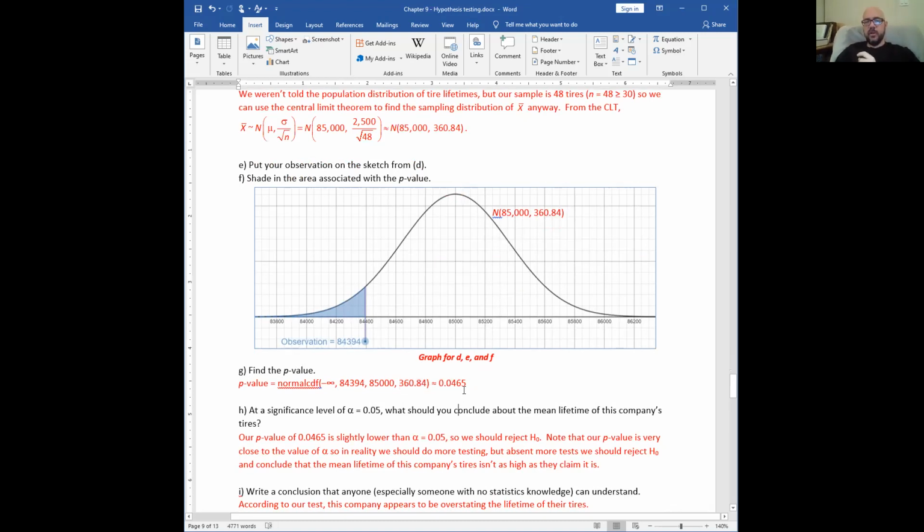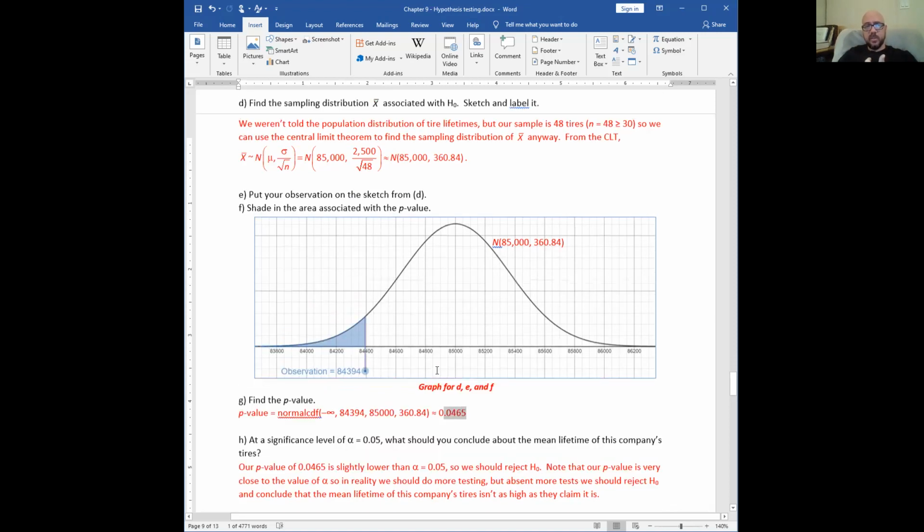That number is smaller than our alpha of 5%. Very slightly, right? It's just a little bit smaller. So in reality, you should probably take a bigger sample. But if this is all we're going to get, then the p-value here is smaller than 5%, so we should reject the null hypothesis. We reject the null hypothesis.